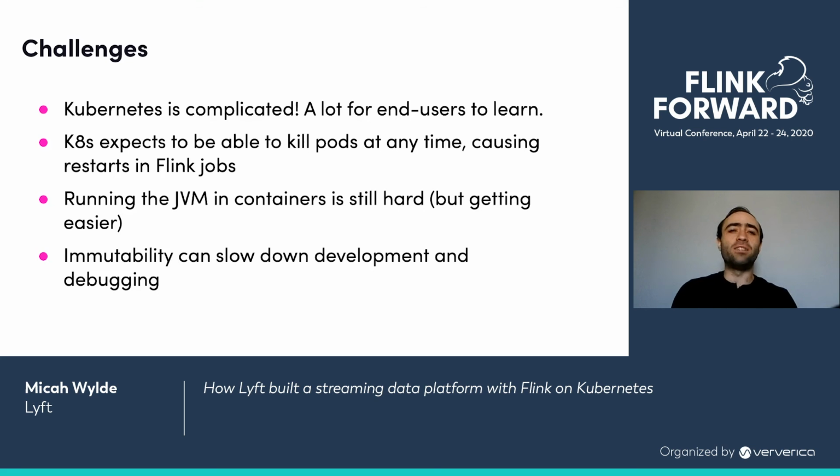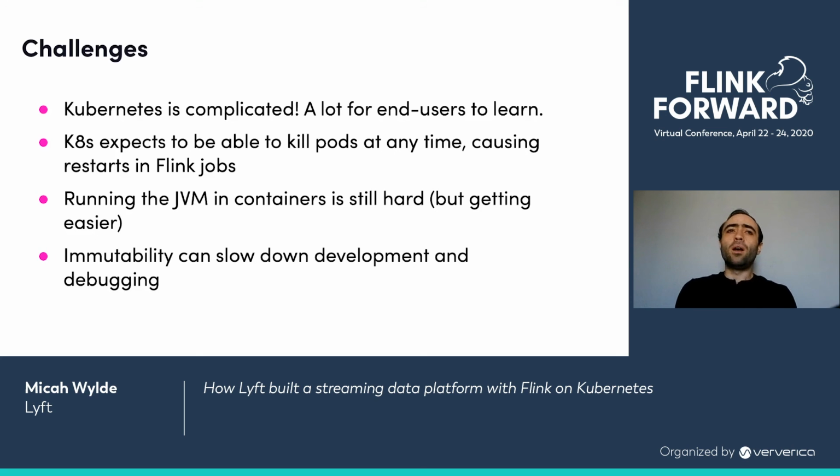There's also ways in which Kubernetes is not really well optimized for this use case. It was designed for running stateless microservices. When you're doing things that are stateful, like Flink applications, this can run into problems. Kubernetes expects to be able to kill pods at any time, which for Flink applications causes restarts. If this happens too often, you might never really make progress in your job. There's also some challenges running JVM in containers. It's getting a little bit easier, but it's not the environment that the JVM was designed for. So there's some problems with memory configurations you need to keep on top of.